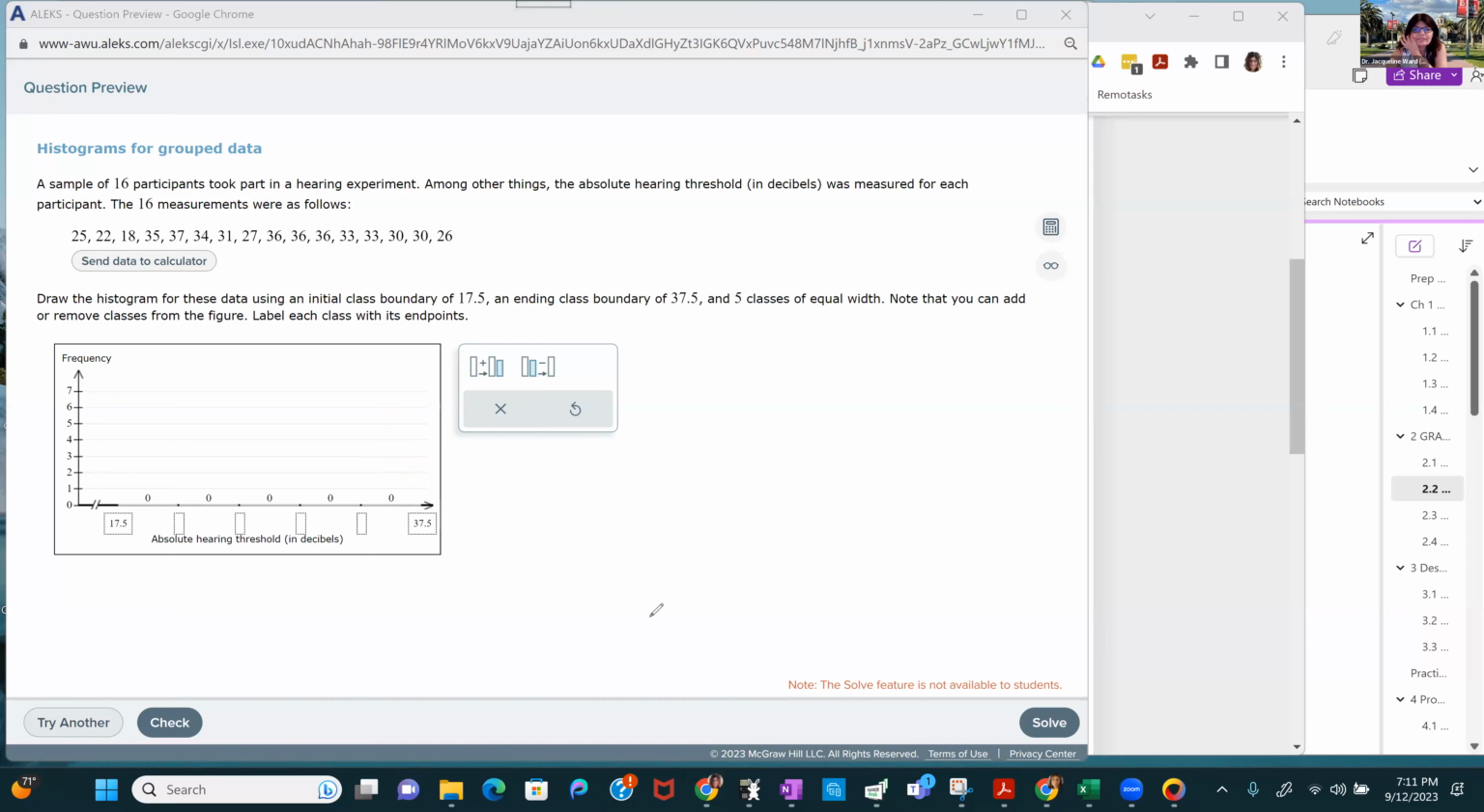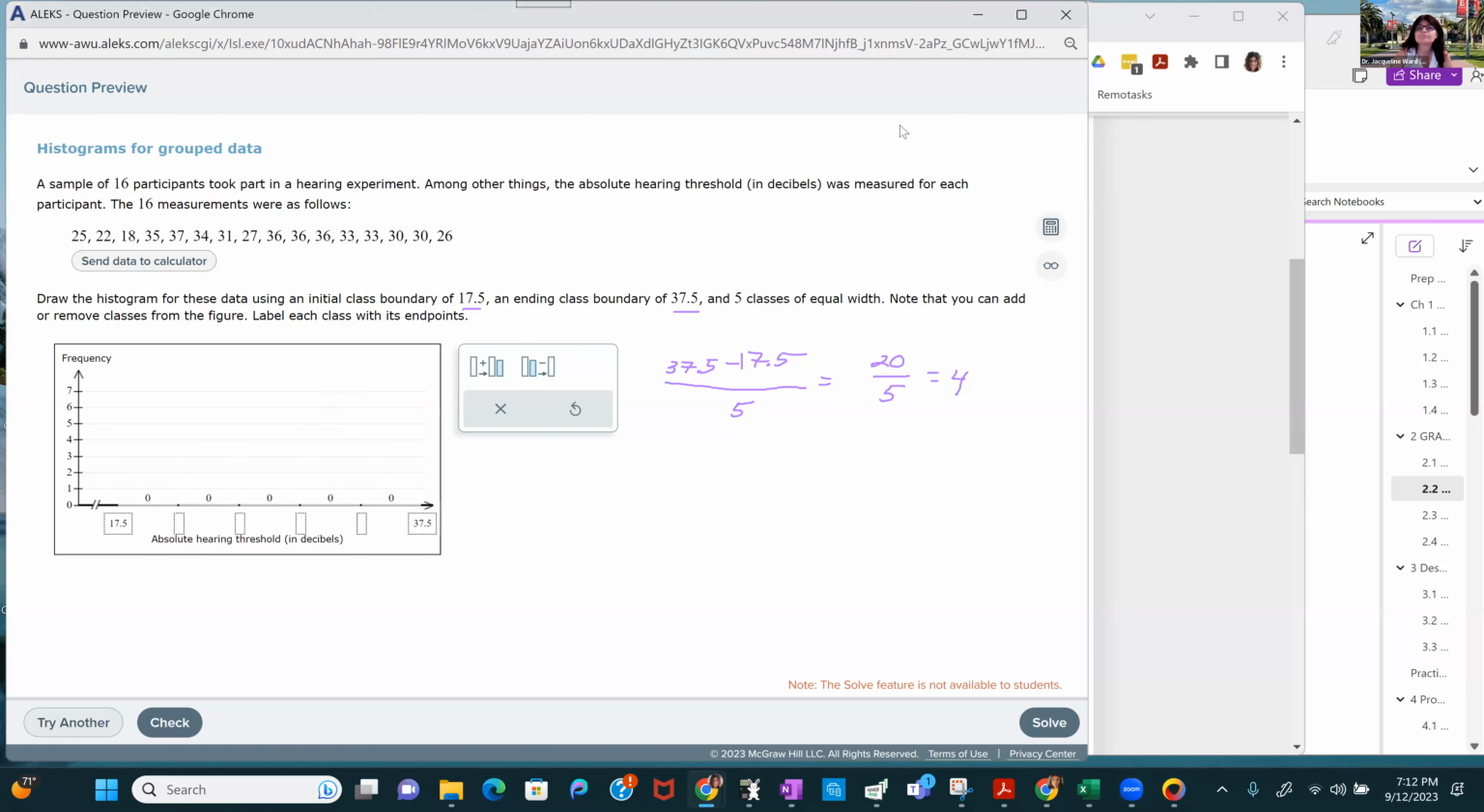So now again, it's like the length of the ribbon. It ends at 37.5 and it started at 17.5. So when you subtract that, you get a length of 20. And you're going to divide that into five equally sized pieces. So each class width will be four. And feel free to use the calculator, but hopefully we can all do some basic arithmetic.